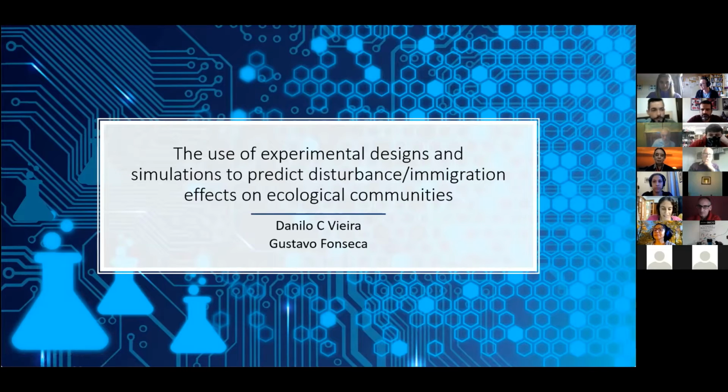I'm from Santos, Brazil. And today I will talk about how we can use experimental designs and simulations to predict treatment outcomes, in this particular case, disturbance and migration's effect on ecological communities. We use nematode assemblages. This work is one of the chapters from my PhD thesis, which was supervised by Gustavo Fonseca, so I invited him to make interventions anytime. We got very interesting results, and I hope that everyone can enjoy.